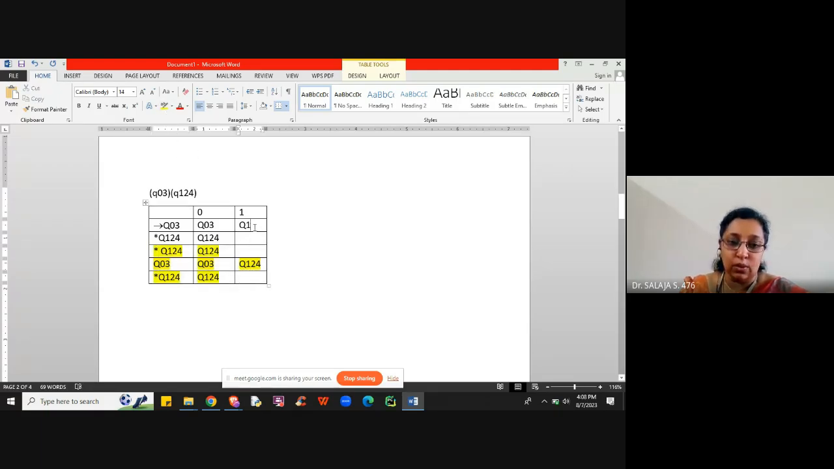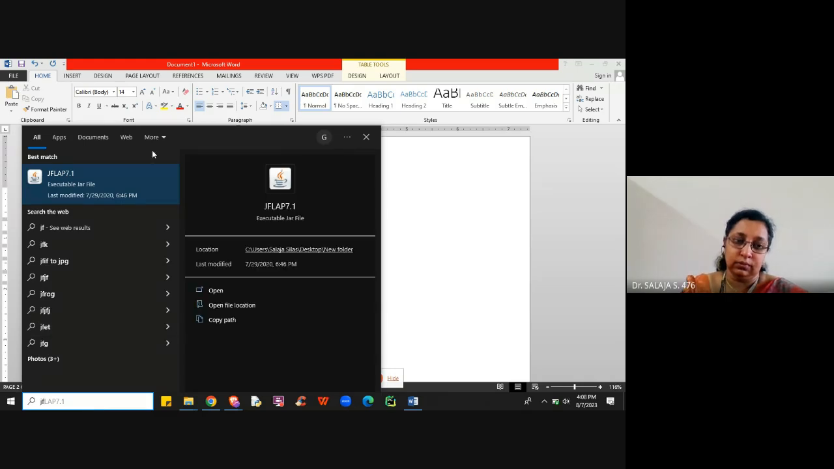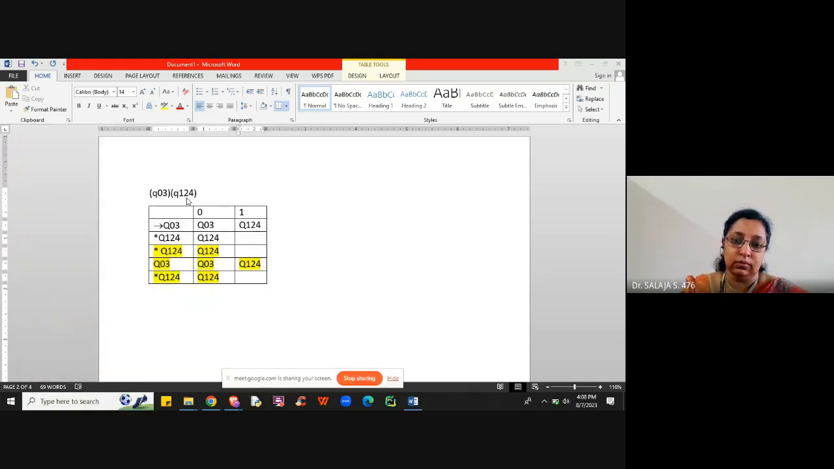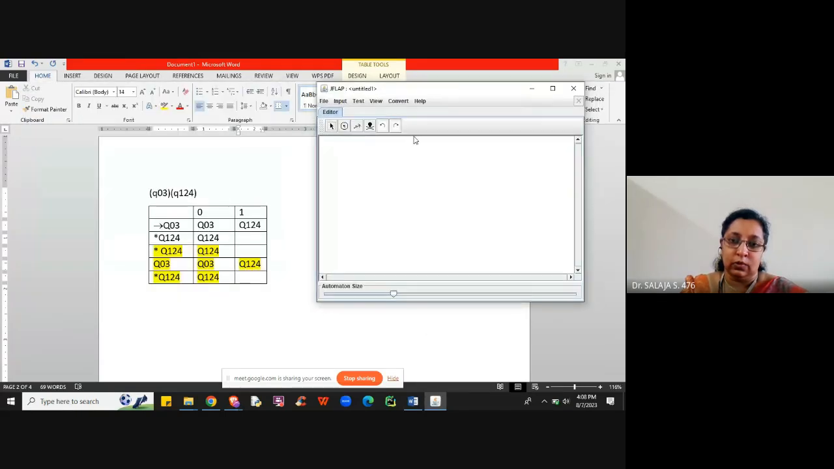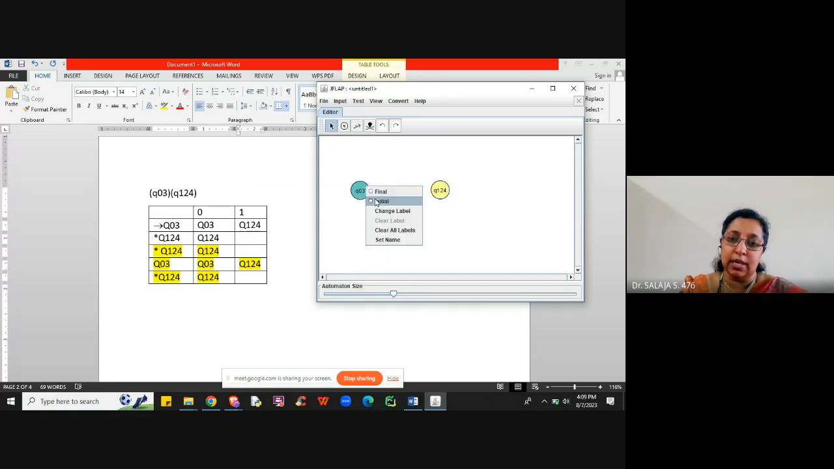Now we'll draw a diagram for the minimized DFA. So, an easy way of doing it. We have only two states now. The first state we'll rename as Q03, and the second state we'll name Q124. Now this becomes the initial state, and this becomes the final state.